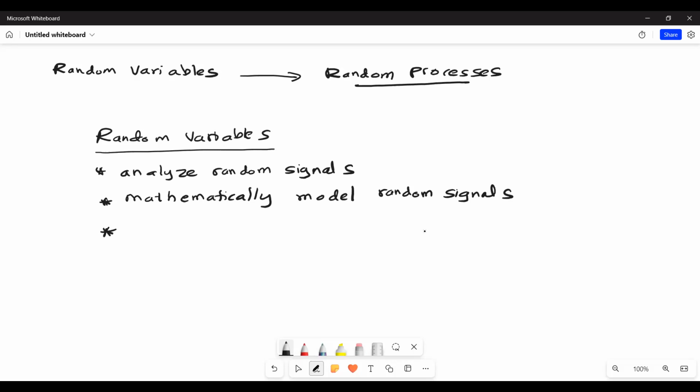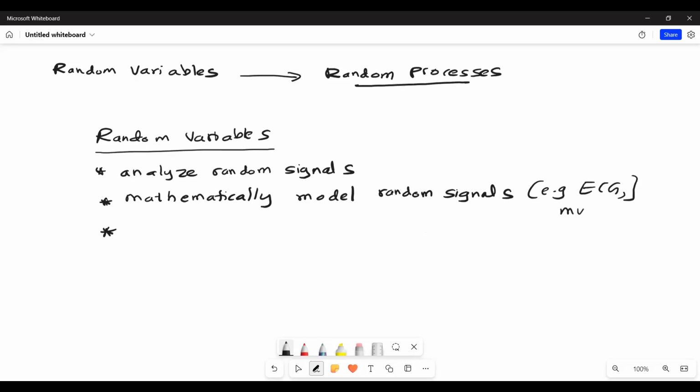So for example, let's say any kind of random signal, such as ECG, they can be used. The ECG can be modeled using random variables, right? So random variables are used to model random signals, such as ECG, music signals, and so on.